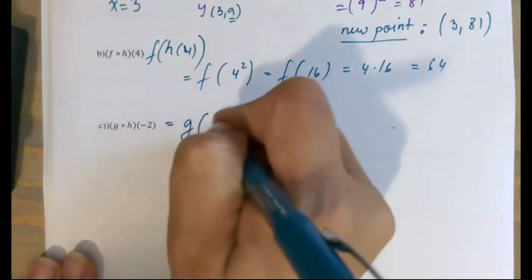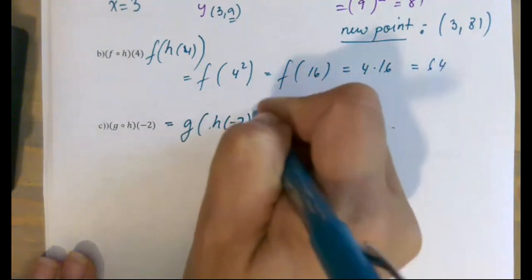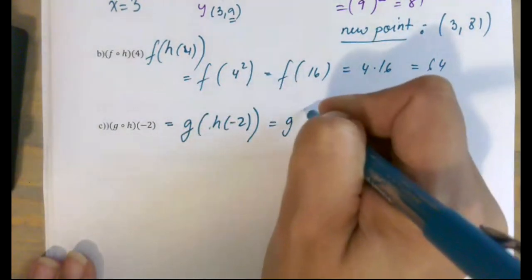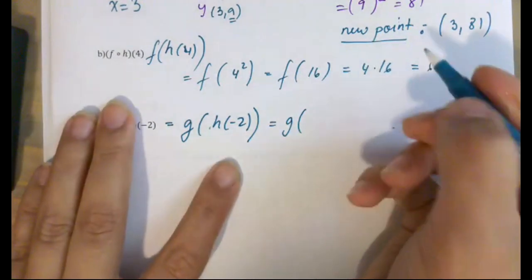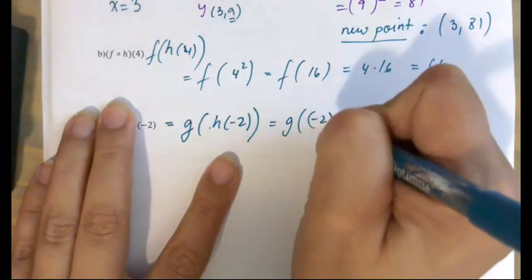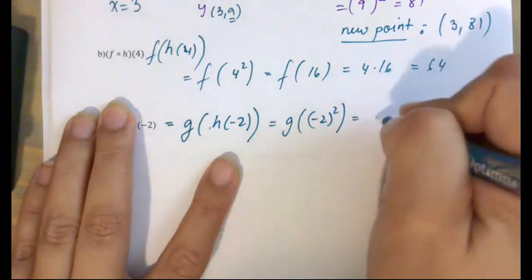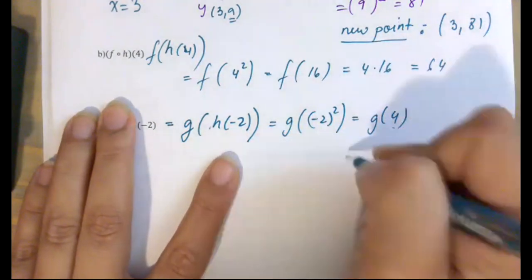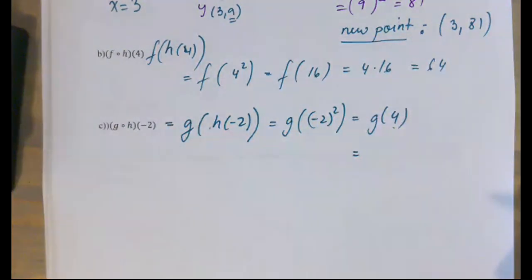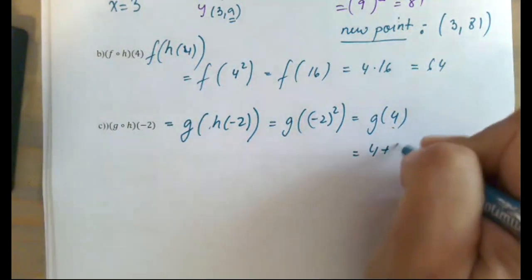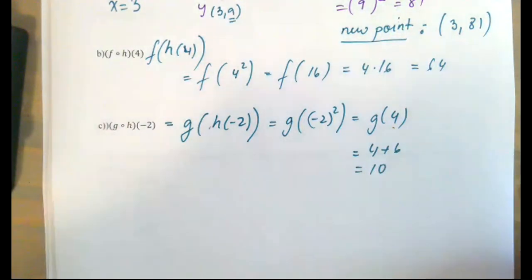g of h at -2, g of -2 squared, so g of 4. 4 plus 6 is 10.